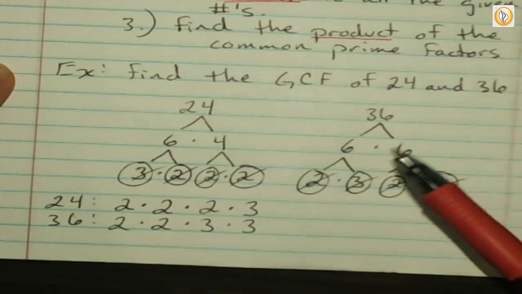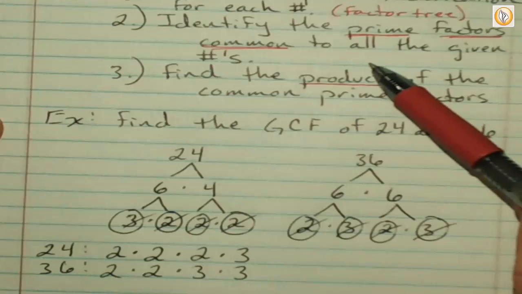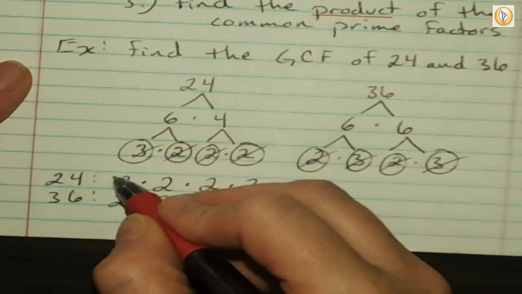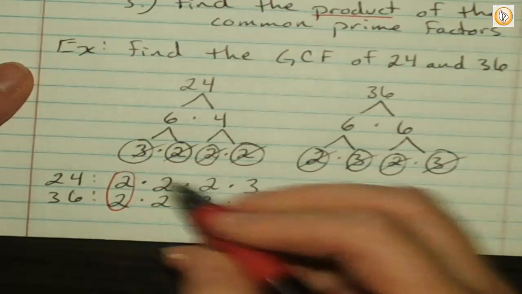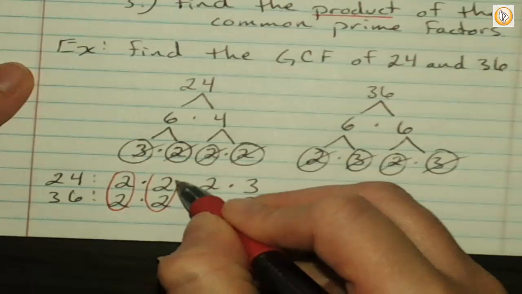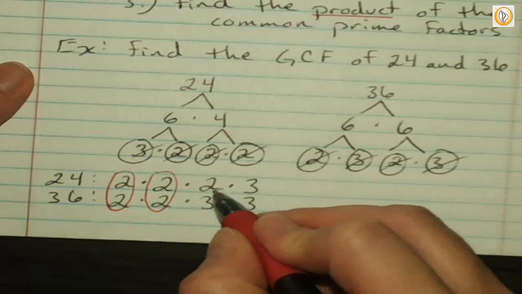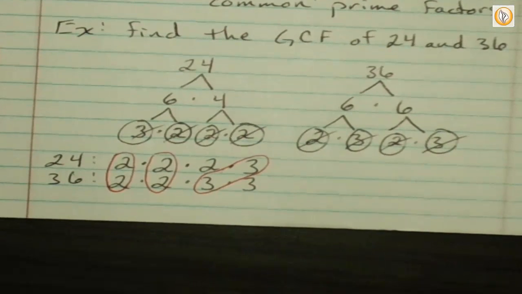Now, step 2 says identify the prime factors common to all the given numbers. I have a 2 that's common, so I'm circling it. I have another 2 that's common, I'm circling it. And I have a 3 that's common, and I'm circling it. After you've done that, take a look. Make sure you understand what I just did.